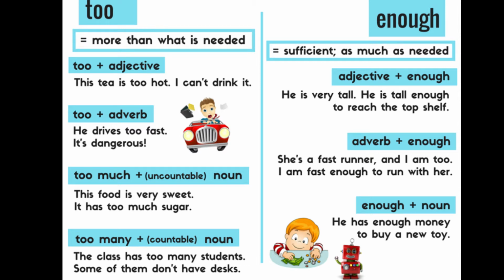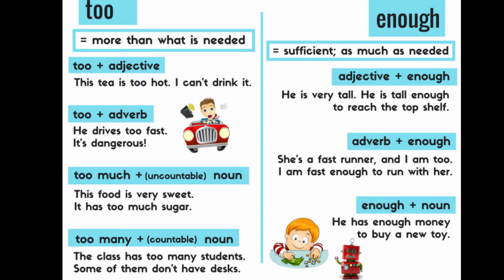And we have differences in the usage of it, right? So we have too plus the adjective. For example, this is too hot, I can't drink it. We have too plus the adverb. He drives too fast, it's dangerous. We have too much, which we use for uncountable nouns. For example, this food is very sweet, it has too much sugar.